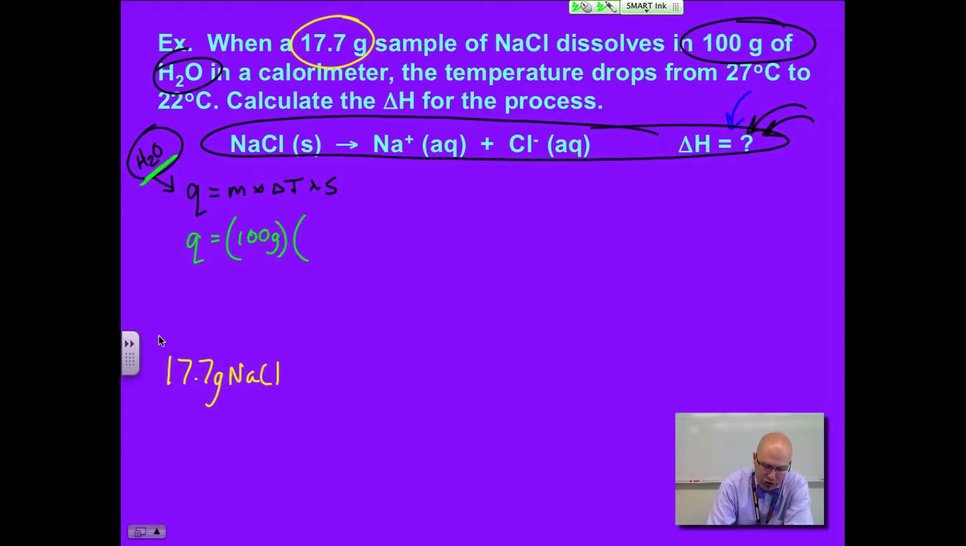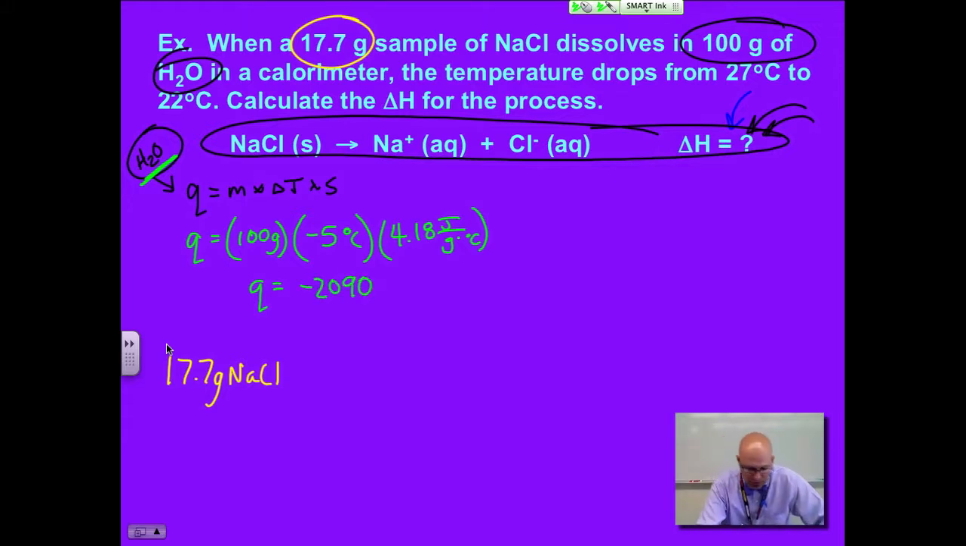All right, so the Q is going to be 100 grams. Again, I'm doing this for water. The change in temperature is negative 5 degrees Celsius. The specific heat is 4.18 joules per gram degrees Celsius. Do all the math on that, and I get Q is equal to negative 2090. All right, so that's the joules. Notice my grams cancel, my Celsius cancel, and I get joules. So that's the Q of the water, which means that the Q of the NaCl is going to be positive 2090. Remember, the Q of the surroundings and the Q of the reaction are equal and opposite. So the water absorbed, the salt must have given 2090.